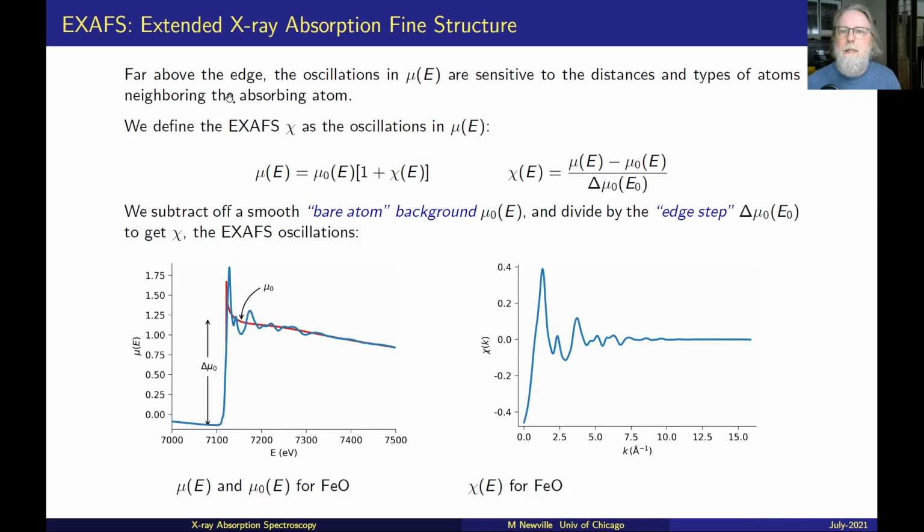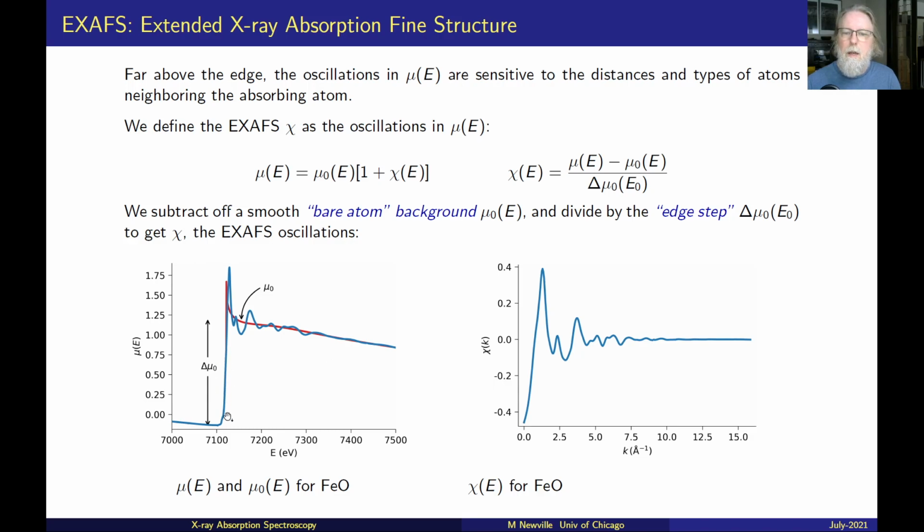Far above the edge, the oscillations in mu are sensitive to the distances and types of the neighboring atoms. We'll define what we call the extended XAFS, chi, as the oscillations that are in mu. So we'll say that mu is some smooth atomic-like factor, mu 0, or the background, times 1 plus chi. Rearranging that says chi is the differential absorption divided by some edge step.